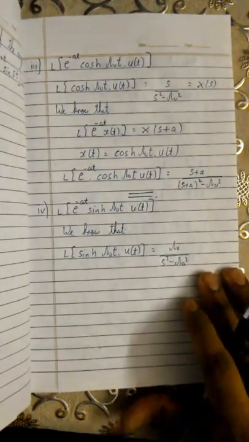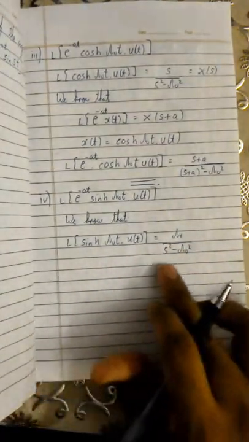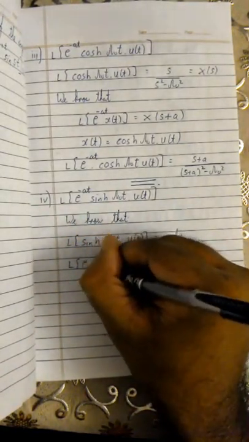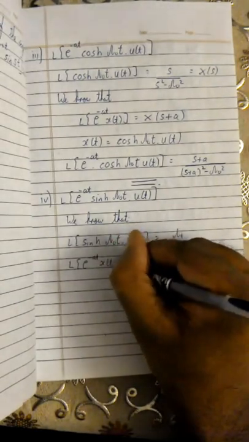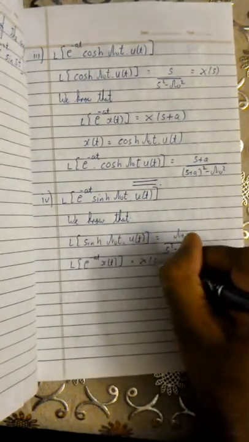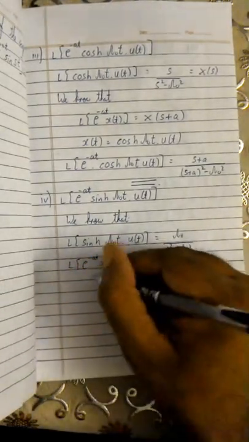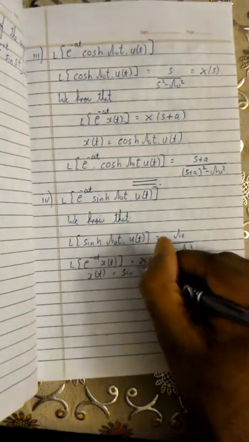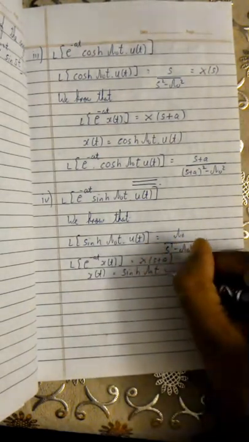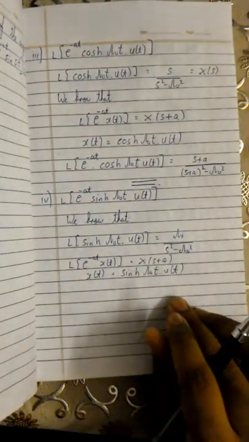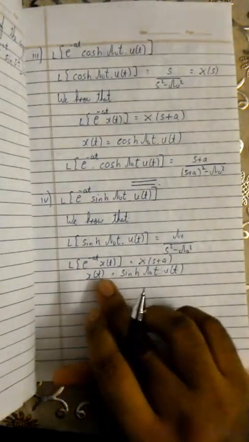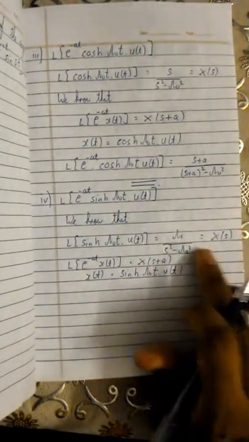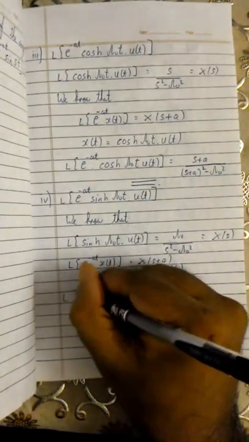Okay, so now by applying the frequency shifting theorem to this equation, we know that the Laplace transform of e raised to minus at x of t is equal to x of s plus a, right? And here x of t is nothing but sinh ω0t into u of t, right? So now if I apply frequency shifting, this is my x of s. So now this x of s becomes x of s plus a.